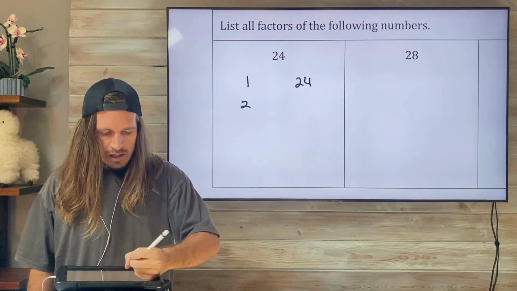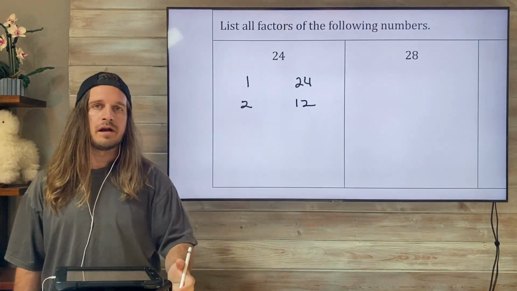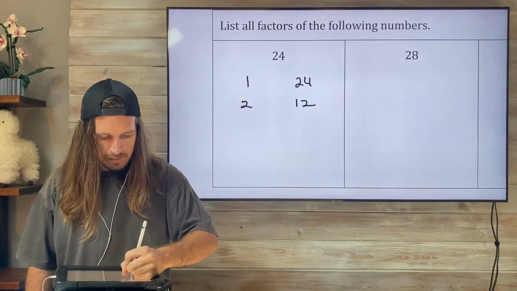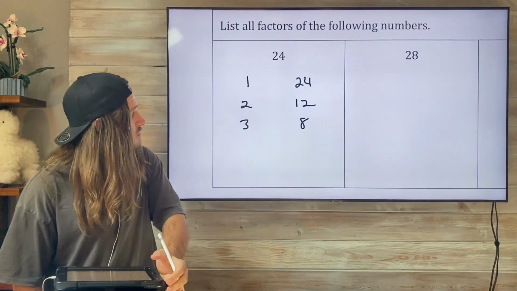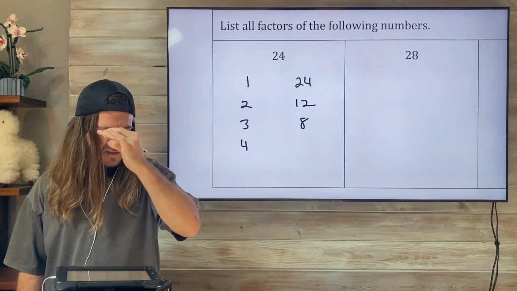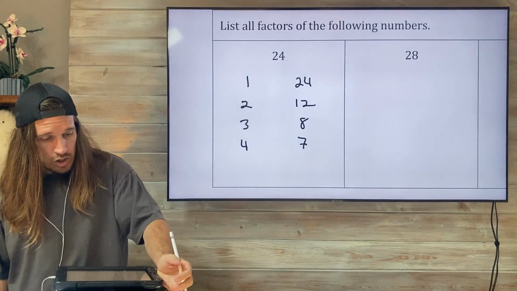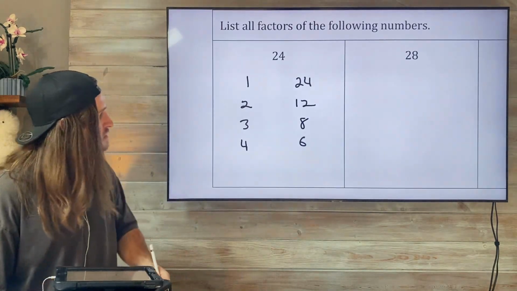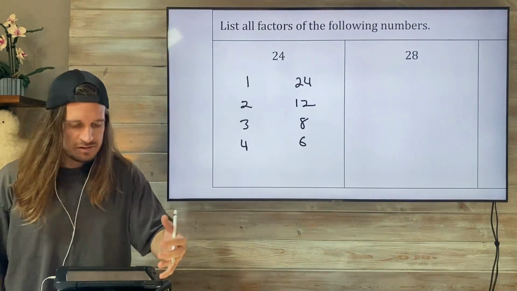How about 2? 24 is 2 times 12. So 2 and 12 are another pair of factors. And yes, these factors will come in pairs, right? 24 is divisible by 3. It's 3 times 8, right? So those are another pair of factors. And then 24 is divisible by 4, which is, what is that? That's 4 times 7. No, that didn't feel right. It's 4 times 6. There we go, 4 and 6. So these are the 4 pairs of factors of 24, 8 factors in all.